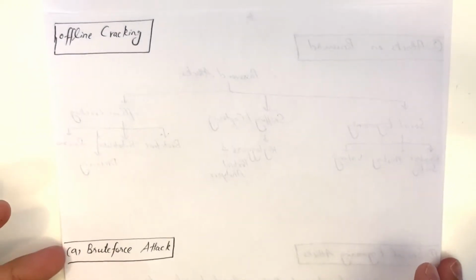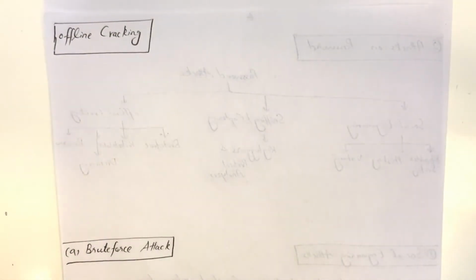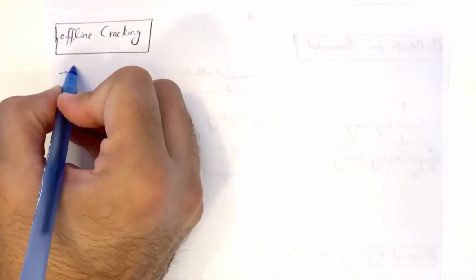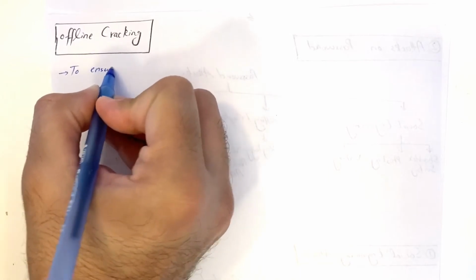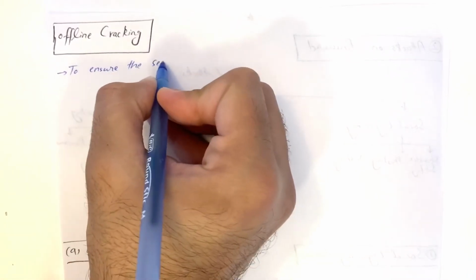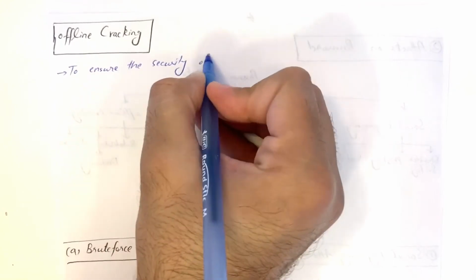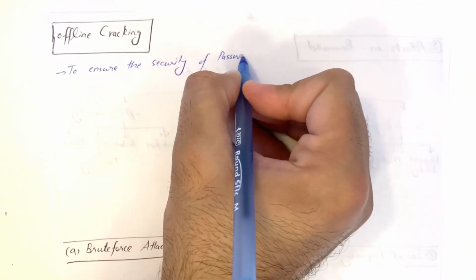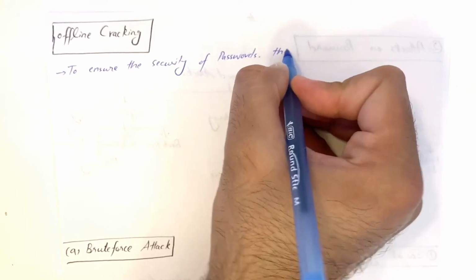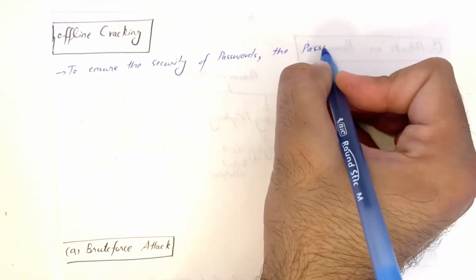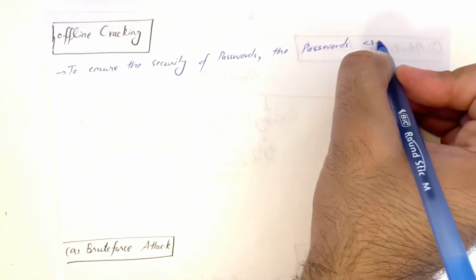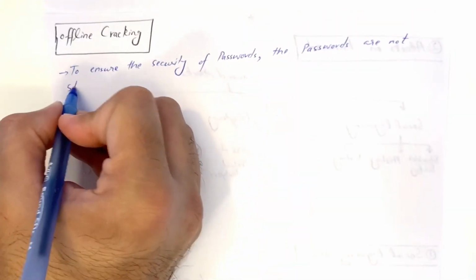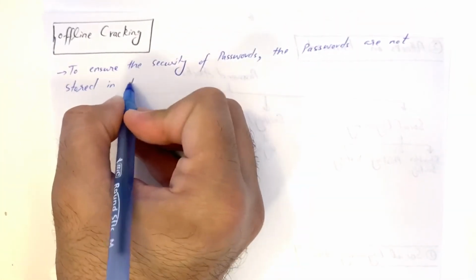Let's come to offline cracking. Offline cracking is a more technical kind of attack. In offline cracking, attackers steal the hash file. Please remember one thing here: to ensure the security of passwords, the passwords are not stored in plain text form.